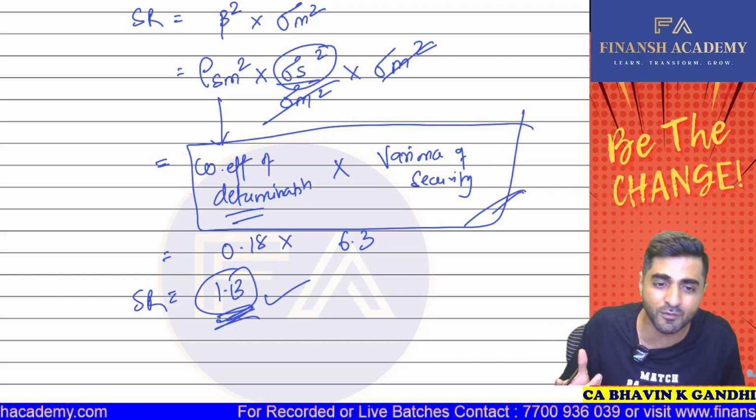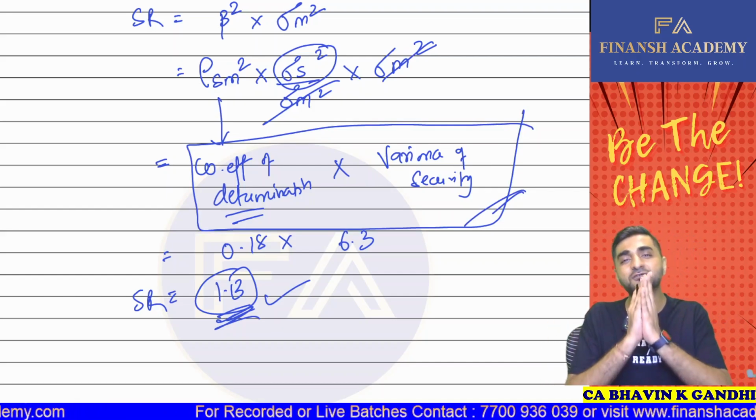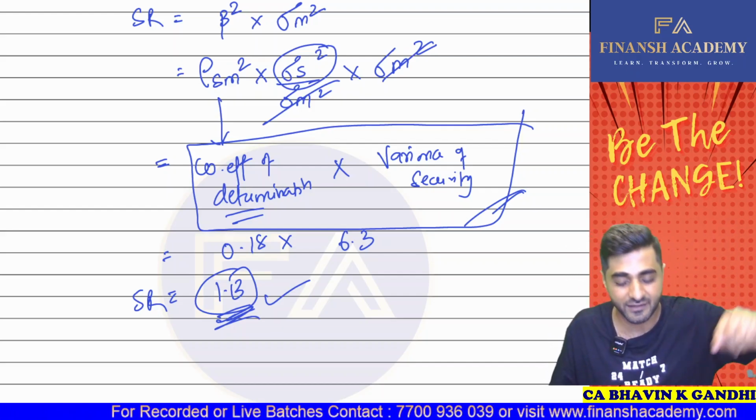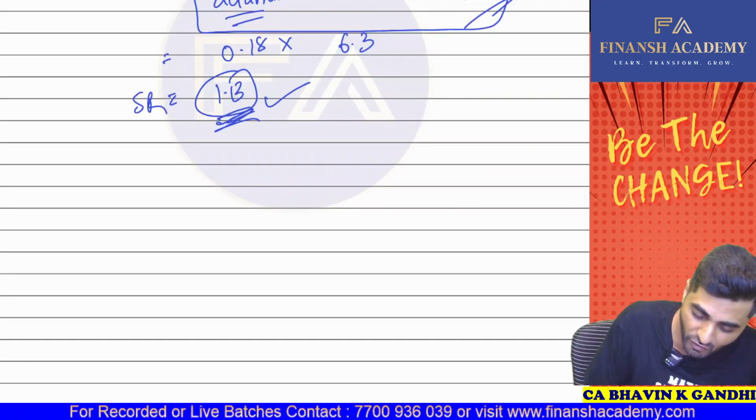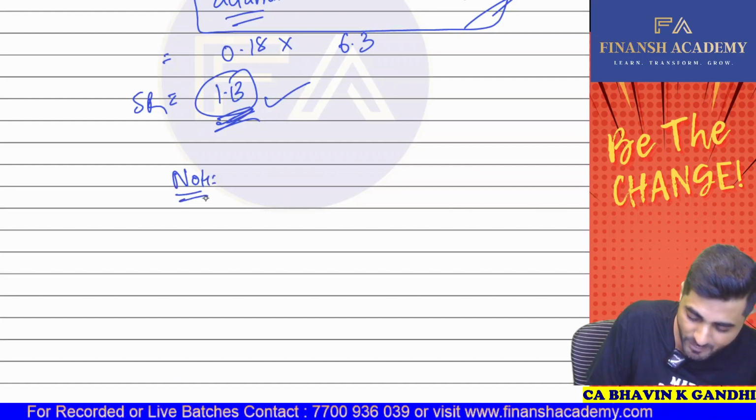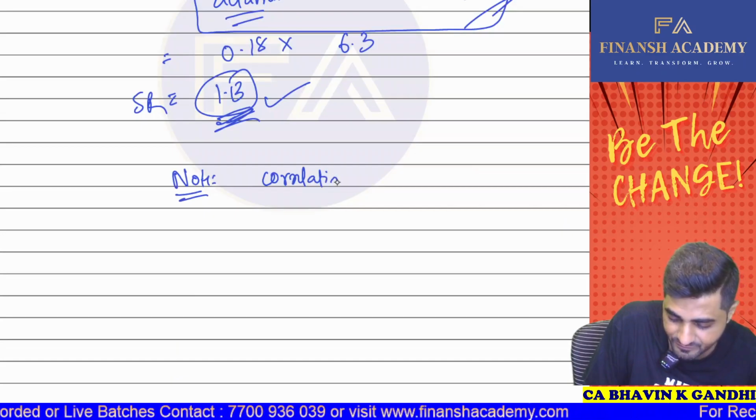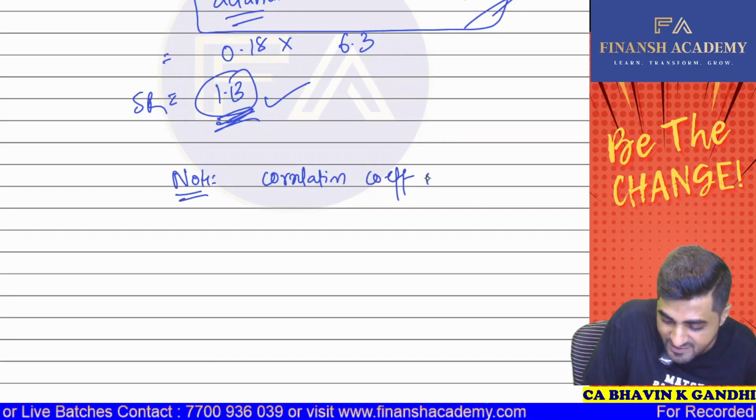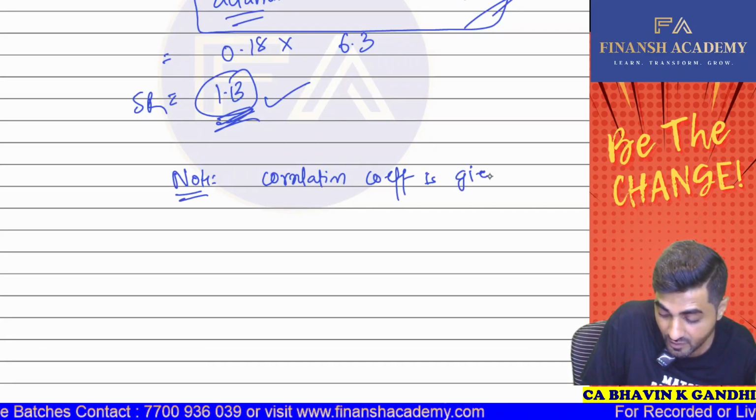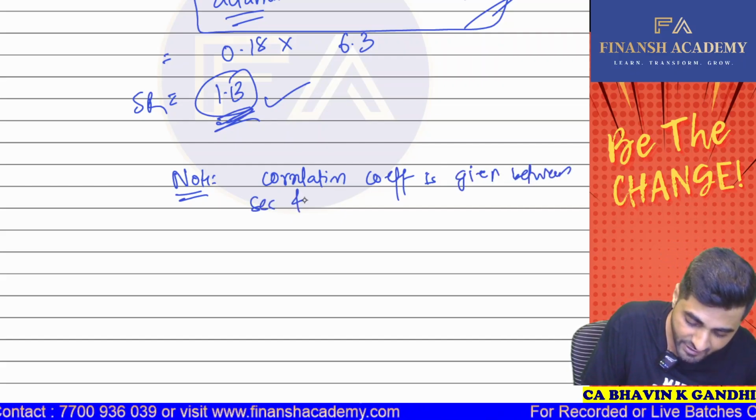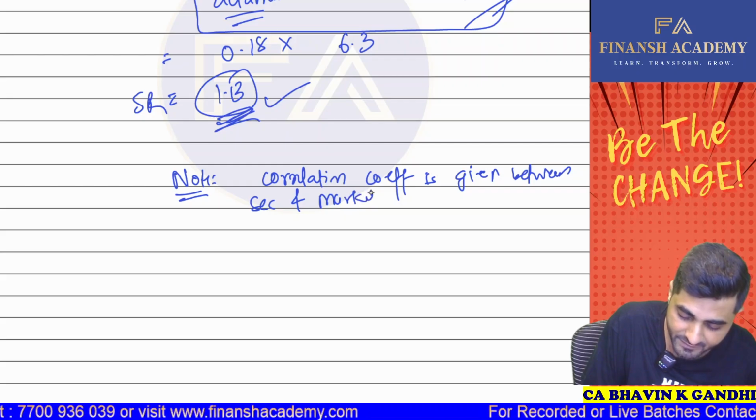So can I say it gets proved, my dear students, that this coefficient of determination is given to you between X and market. So you can just write down here by way of a note. And what will be the note? That correlation coefficient is given between security and market.